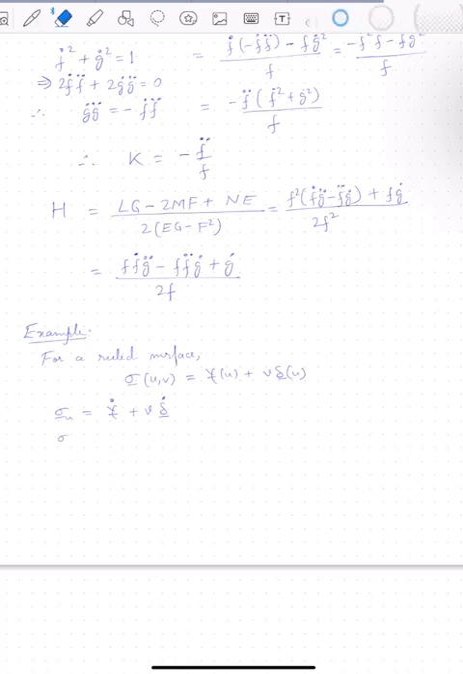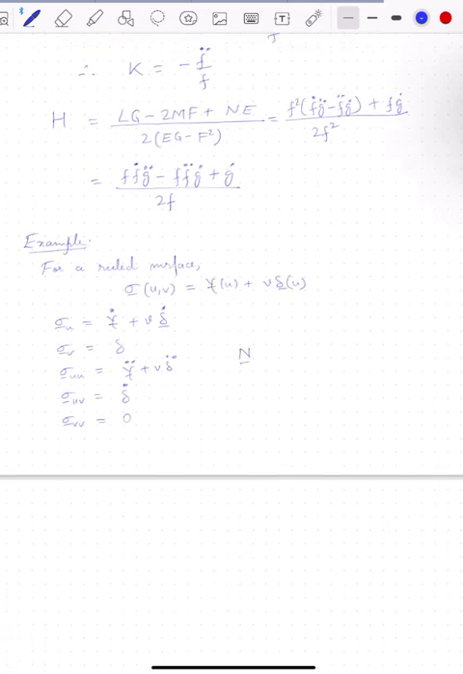And sigma v is equal to just delta. Sigma uu is equal to gamma double dot plus v delta double dot, right? And then sigma uv is equal to delta dot, right? And then sigma vv is of course 0.